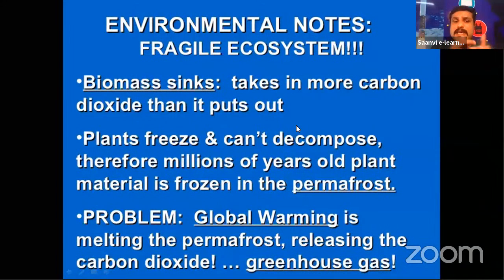And some of the problems they have given here. Global warming is melting the permafrost, releasing carbon dioxide. These are the problems nowadays. Greenhouse gases. See, I will explain to you what global warming is. The term warming, in the sense of increasing temperature in the atmosphere. Global warming is nothing but increasing temperature in the atmosphere due to greenhouse gases, mainly carbon dioxide.